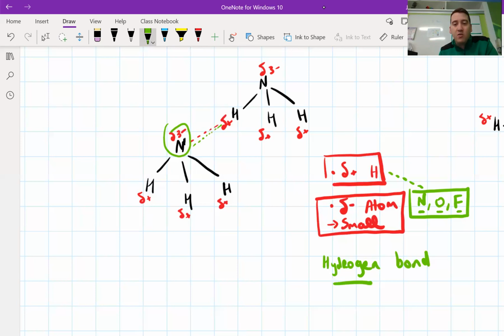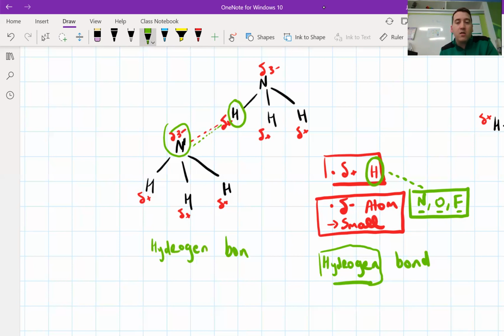And it's called a hydrogen bond because it always has to involve a hydrogen. So you always have to have a delta positive hydrogen, just like we have here. This is a delta positive hydrogen, and its dipole-dipole attraction to a small partial negative atom, which is nitrogen. So this here is what we call hydrogen bonding.